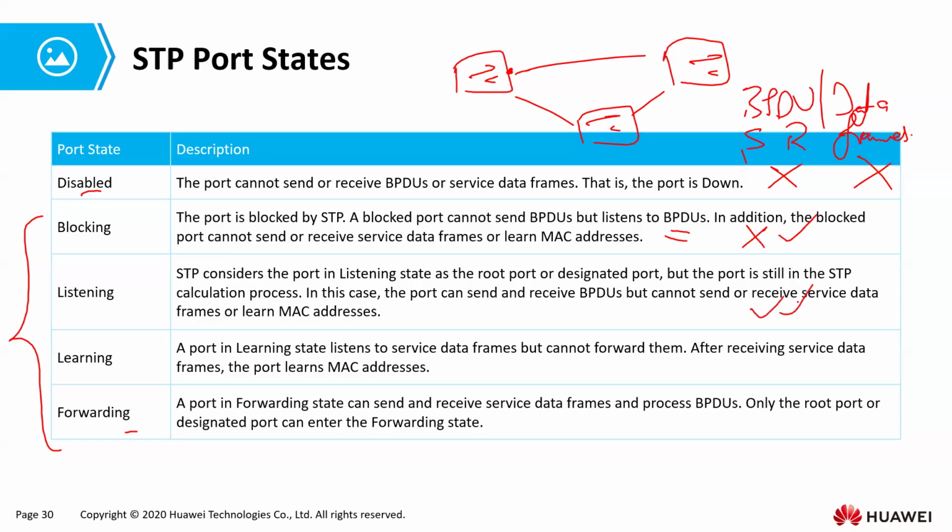But for data, we don't send in listening. In learning, we don't send data as well. At the learning state, we send and receive BPDUs, but for data frames we are only receiving. Then for the last one, forwarding, I think we tick everything. That's basically a summary of my states.